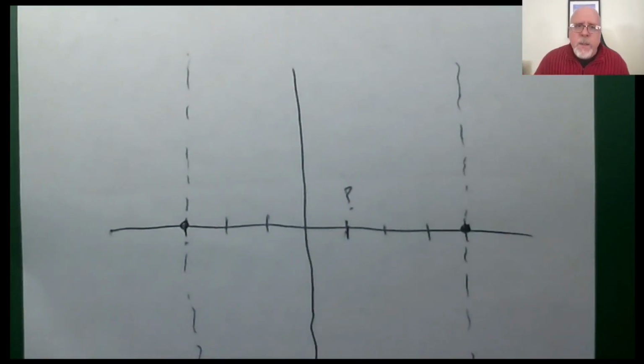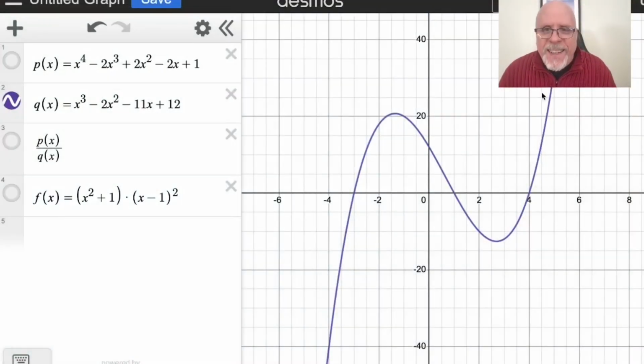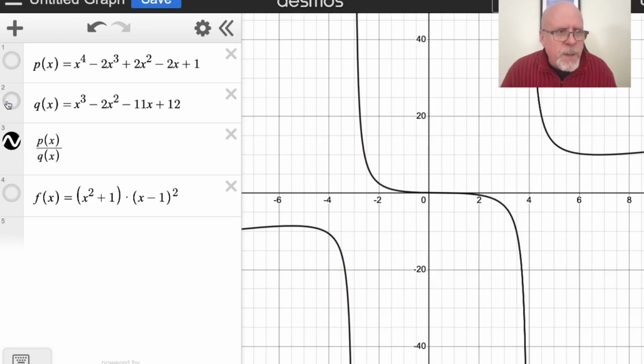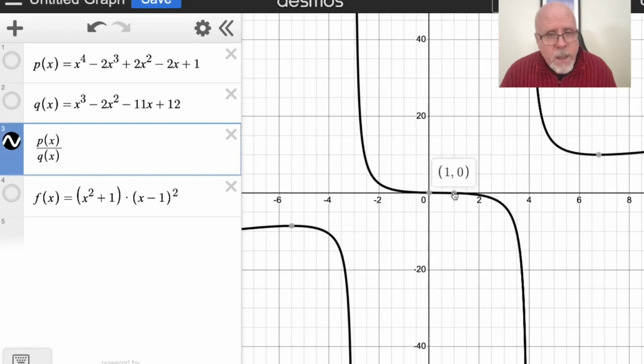Let's take a second and go back to Desmos and see if we can find out. Here's the graph of p of x. Oops, I'm trying to click on the wrong thing, excuse me. Here's the graph of p of x over q of x. Let me turn off the other bit. Can we tell what its value is at 1? It seems to be 0 there.